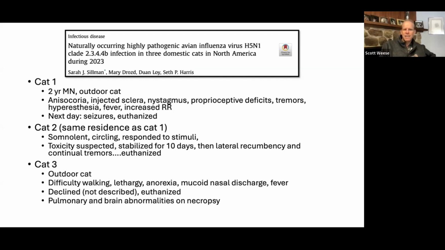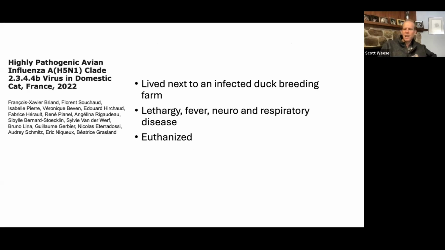Third cat, an outdoor cat: difficulty walking, lethargy, anorexia, nasal discharge, fever, and it was euthanized. It had some respiratory and some brain abnormalities. So this one was a little less overtly neurologic, but there still was probably some neurologic component for the difficulty walking, more than it just being weak and sick. So I think we need to flag neurologic disease in particular.